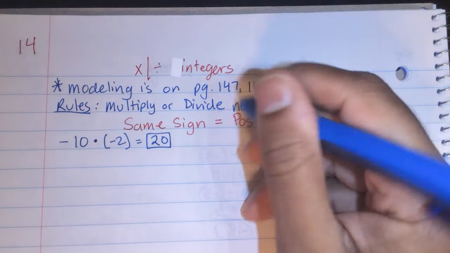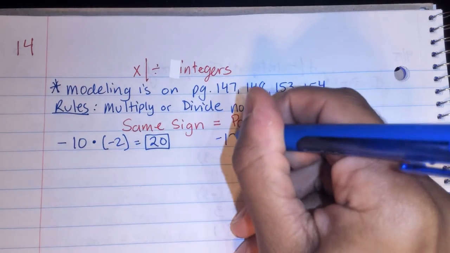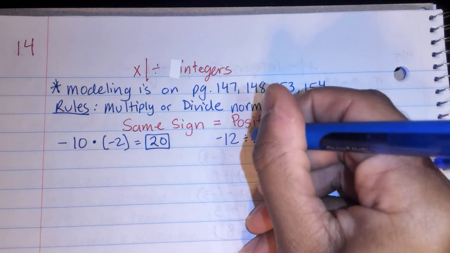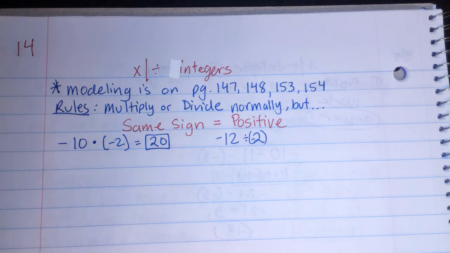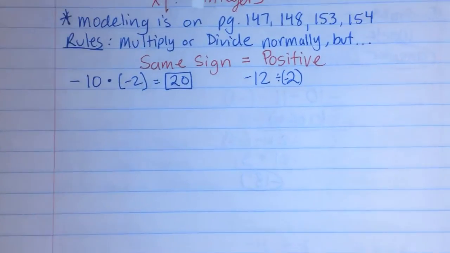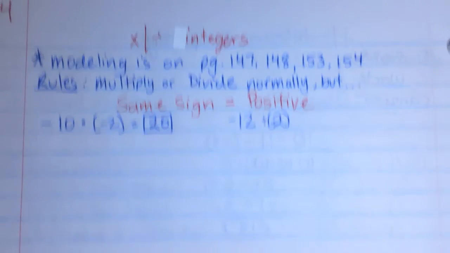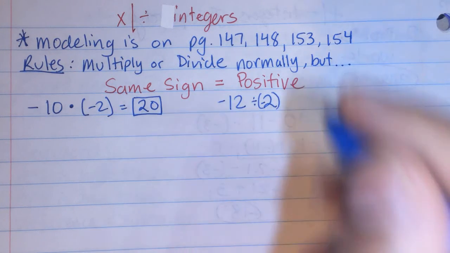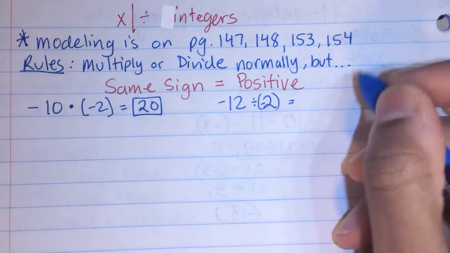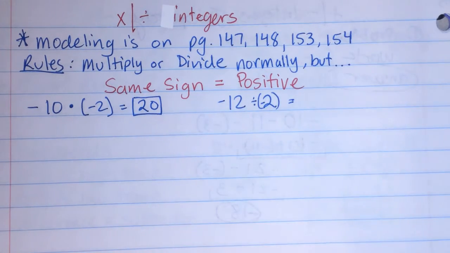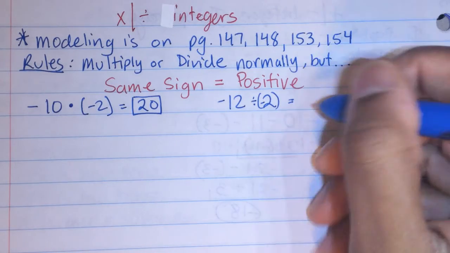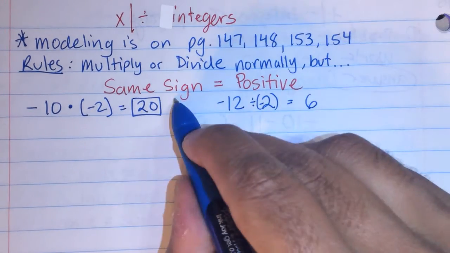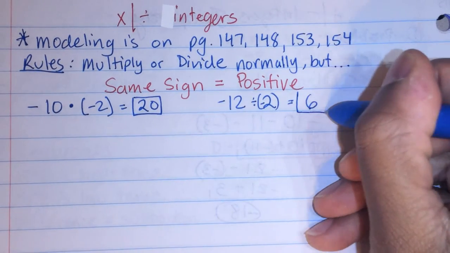Okay, so if I did division, negative 12 divided by negative 2. Sorry, I had to squeeze in that negative sign right there. Negative 12 divided by negative 2. Well, if I do negative 12 divided by negative 2, again, 12 divided by 2 gets me 6. If they're both negative, same sign, my answer is a positive 6.